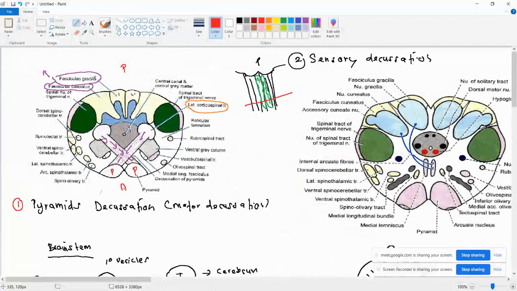Fasciculus gracilis carries sensation from where? From the lower trunk and lower limb. Whereas the fasciculus cuneatus carries sensation from where? The upper trunk, your upper limb, and also your neck region, class.